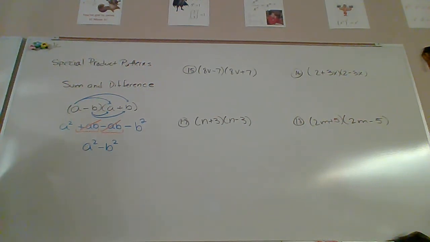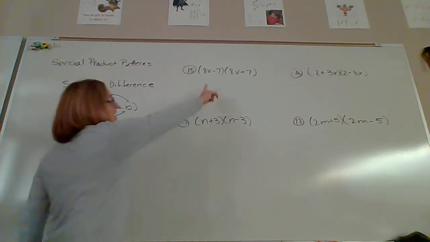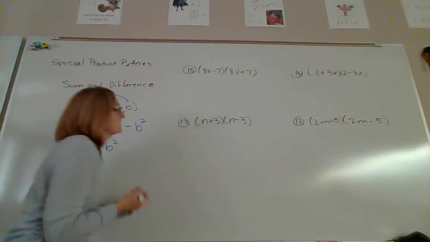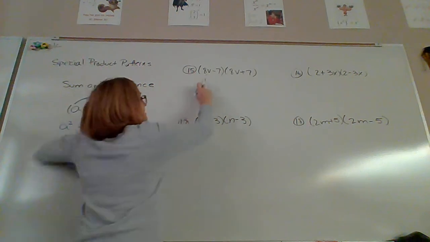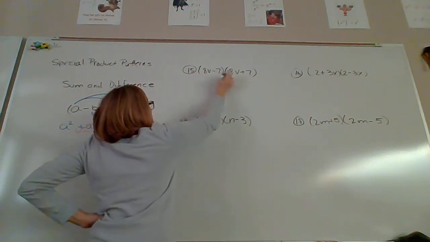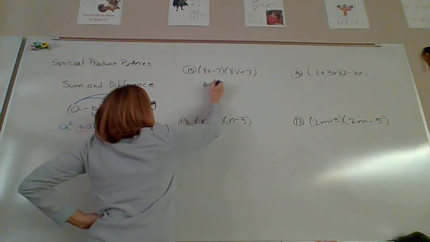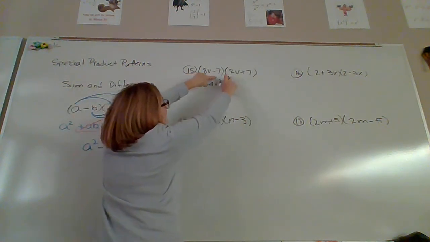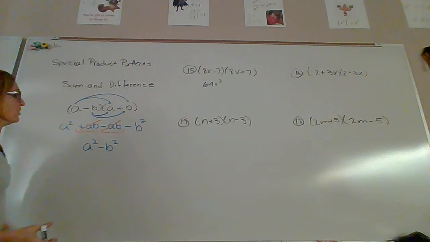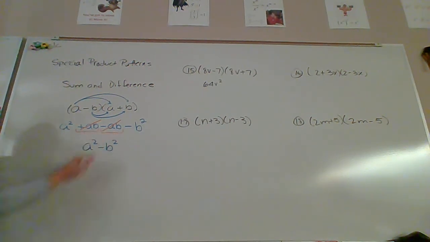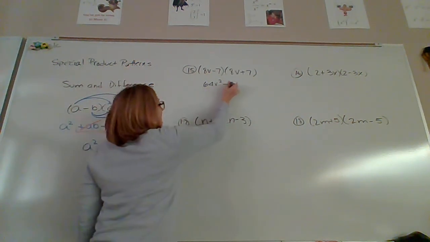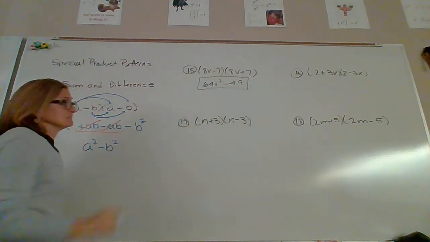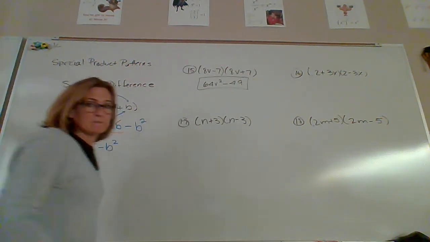So when you have this situation where you see that everything's the same except for the signs, we can multiply that really quickly. All we have to do is multiply the first terms. That's 64v squared. We know that if we multiply the outers and the inners, they're just going to drop out or cancel out like our ABs did. And then we have minus 49, and you're done. That's it. Let's move on to 16.